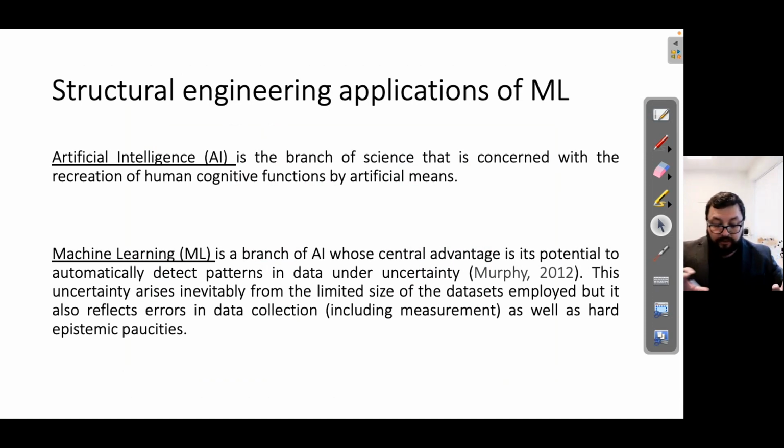Let's try to set the language here. Let's try to define the terms, starting with artificial intelligence. And we will say that artificial intelligence is the branch of science that is concerned with the recreation of human cognitive functions. That is usually done through digital computers, but not necessarily. There are some efforts that are nowadays employing, for example, biological tools to try to replicate this human intelligence. And machine learning is a branch within AI whose central advantage is the potential to automatically detect patterns in data. And this is really a big theme today.